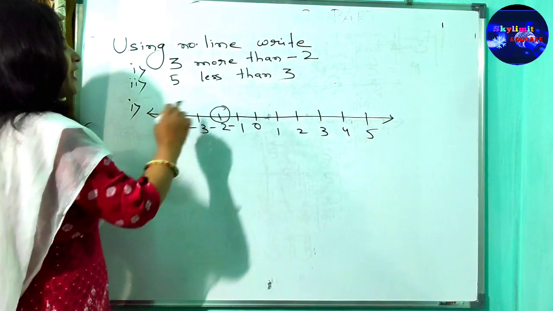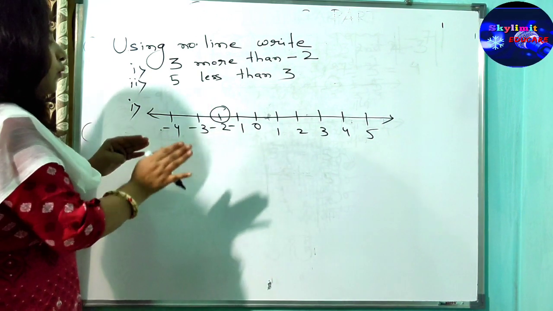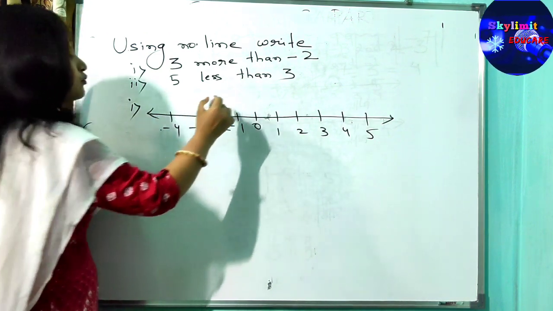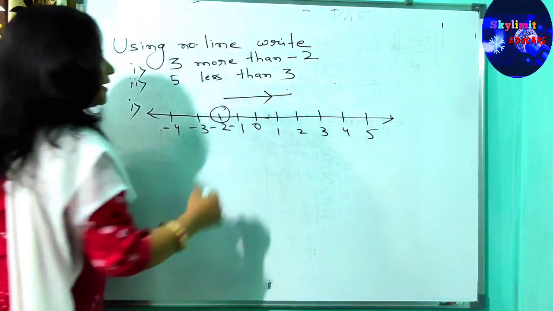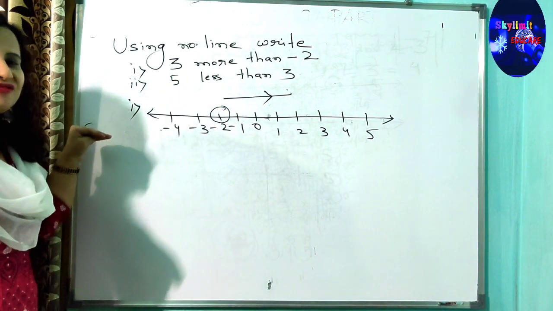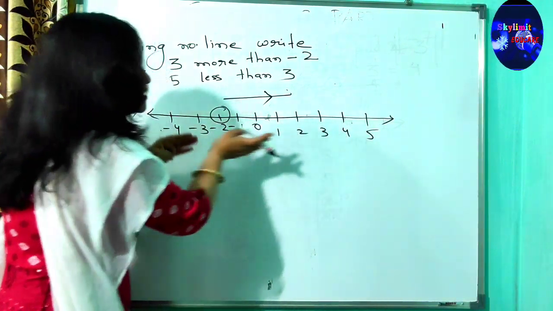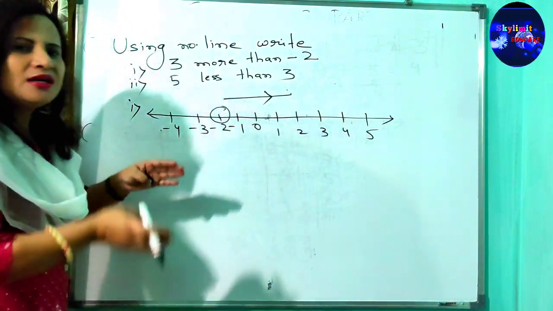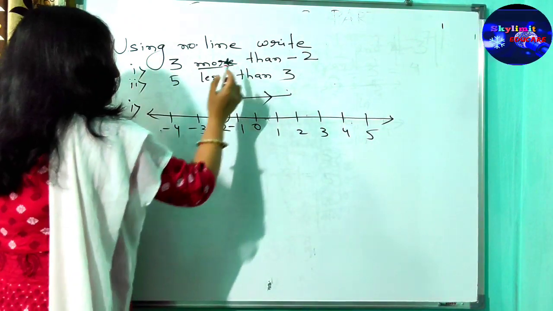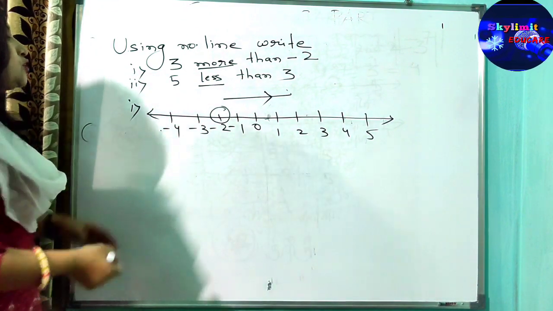Clear? First locate -2 on the number line, and 3 more than. I told you, when the word more is used, you should move towards the right. If the word less is used, you should move towards the left. More points towards the right, because towards the right side only we have the greater numbers, right? So more towards the right, less towards the left.